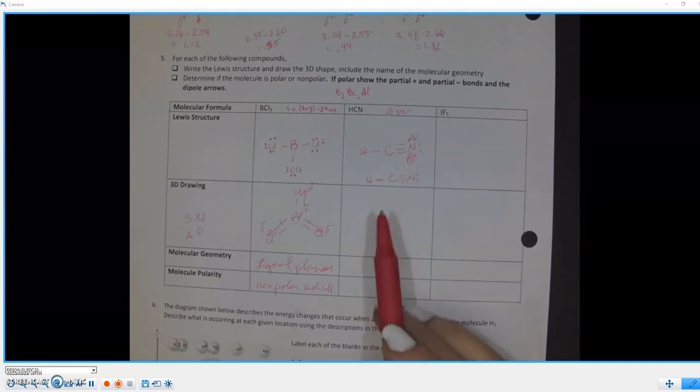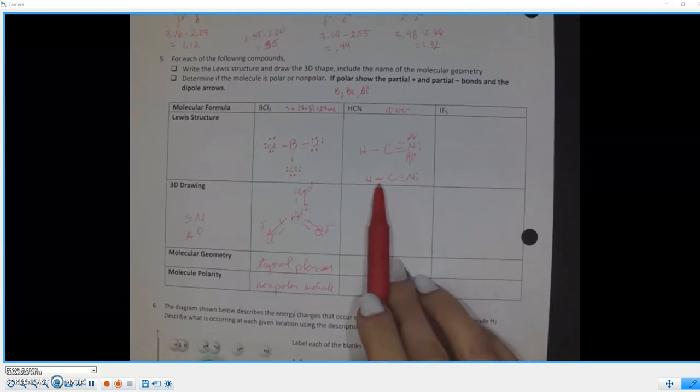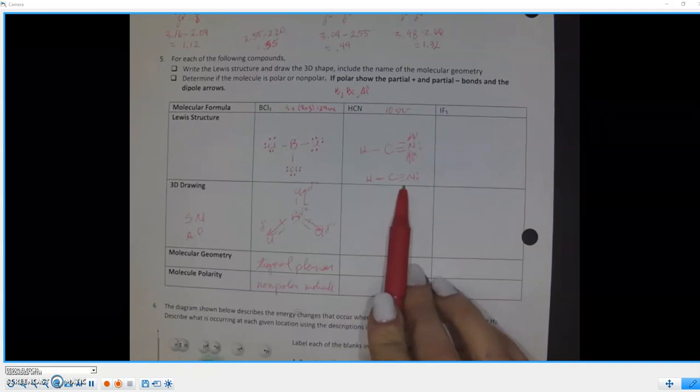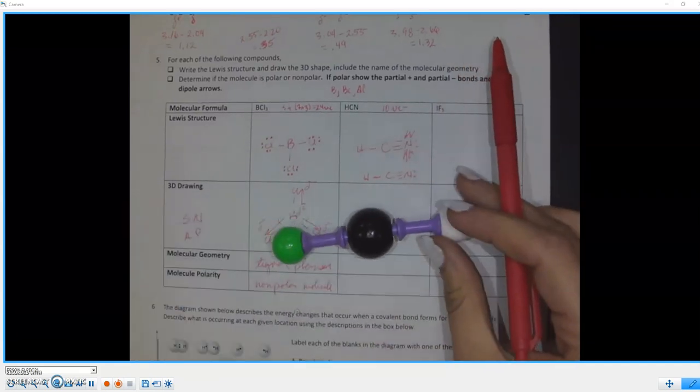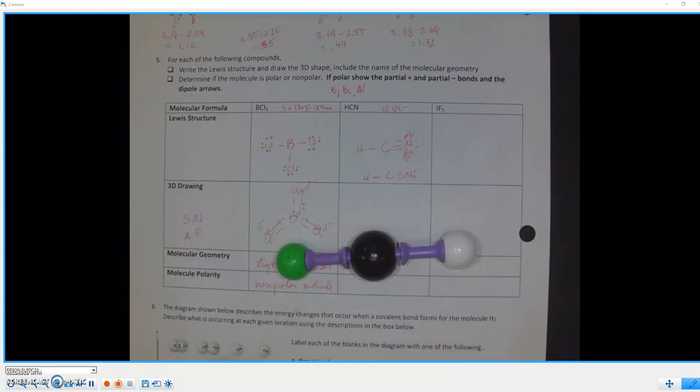This atom only has 2 domains. It doesn't matter that it's a triple bond. It's bonded atoms off the center and lone pairs on the center. So we have 1 bonded atom, 2 bonded atoms, and no lone pairs. And so our model would be linear.